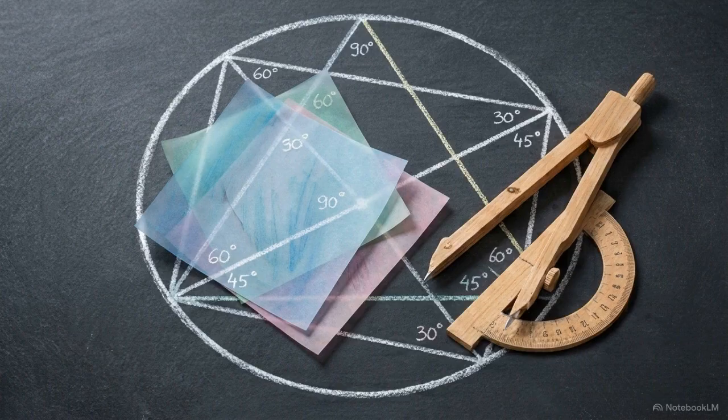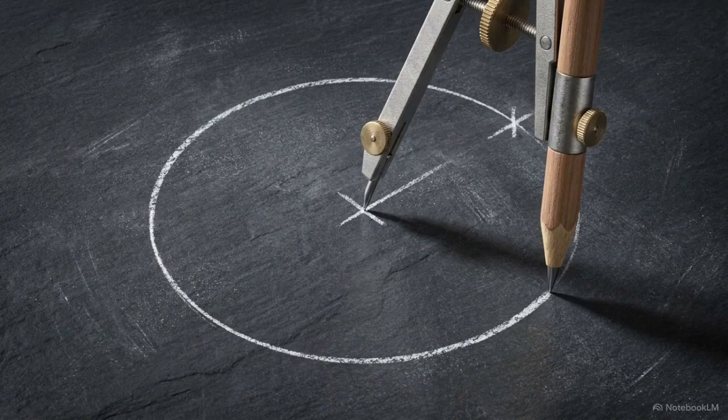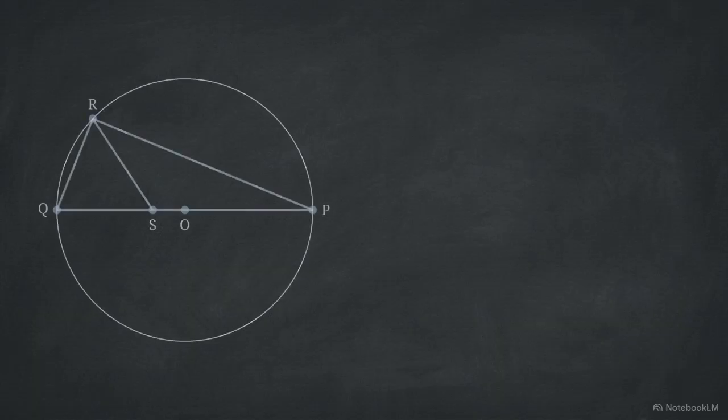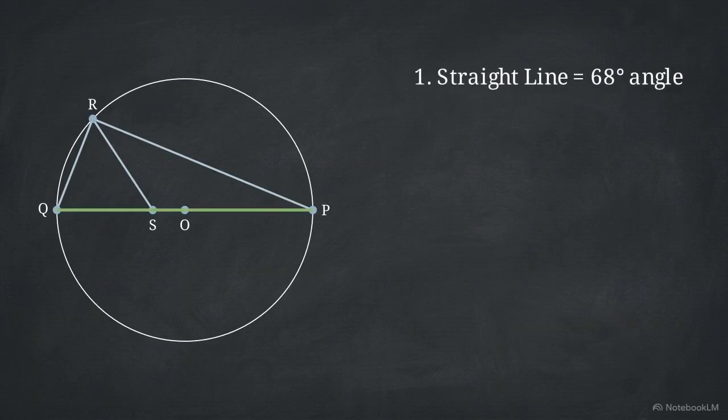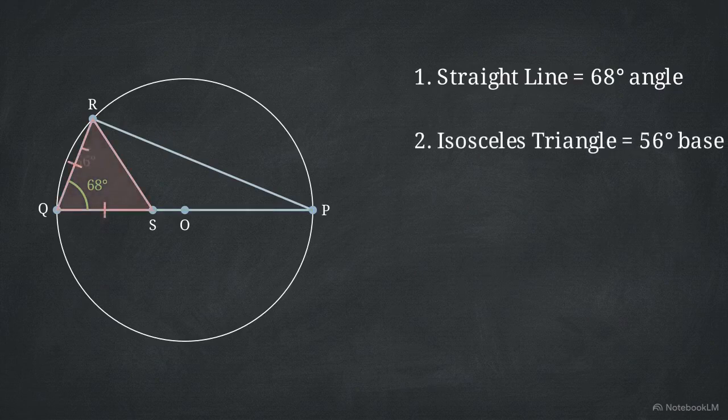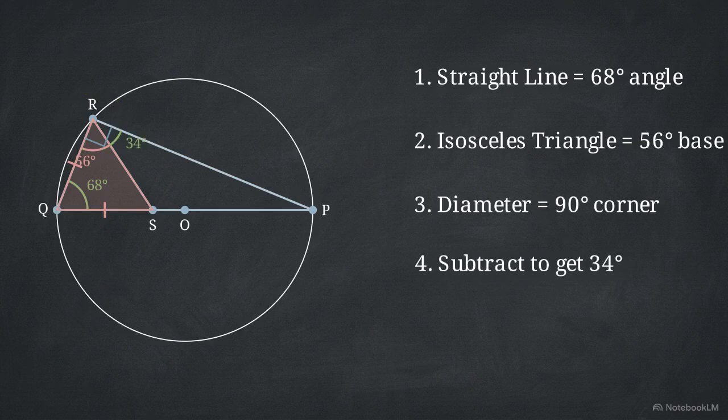Exam questions often layer several concepts together. Finding the solution is a matter of applying basic triangle rules and circle theorems one step at a time until the final answer is reached. Let us recap the logic. We used the straight line to identify our 68-degree angle, used the isosceles triangle to find the 56-degree base angle, and identified the diameter to prove the 90-degree corner. Finally, we subtracted to arrive at 34 degrees.